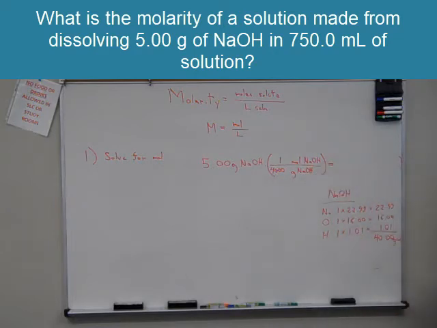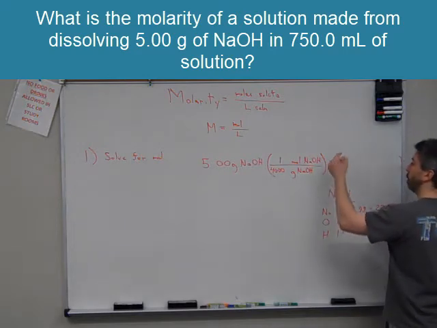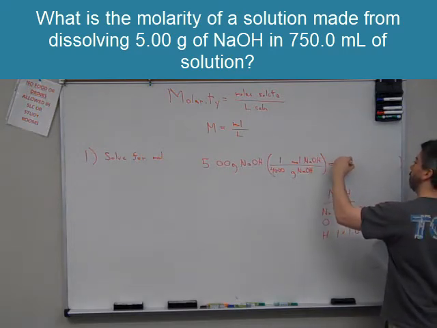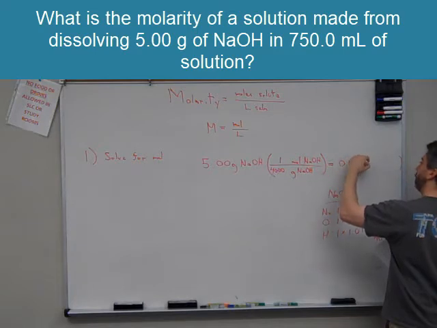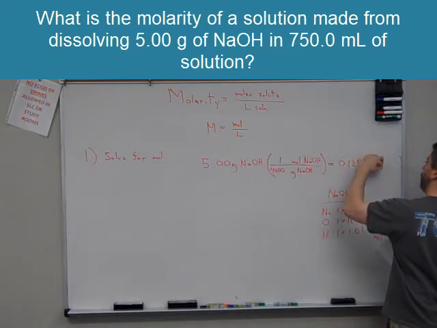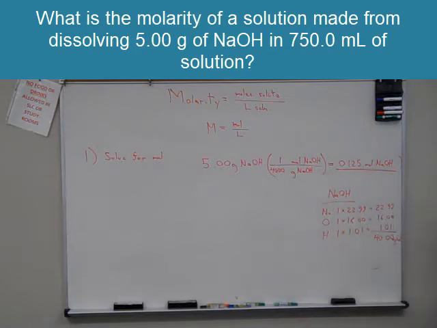If you then divide the 5 grams by 40.00, you get 0.125 moles of NaOH. So first step completed. We have solved for moles.